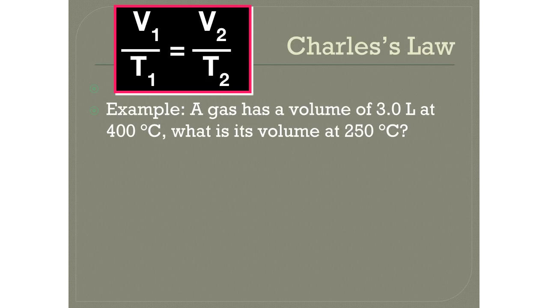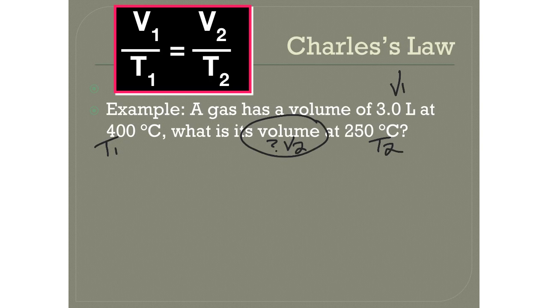Again, I'm going to start by figuring out who my variables are, and it's a before and after thing. A gas has a volume of 3 liters, so that is going to be my V1. At 400 degrees Celsius, so that is going to be my T1. What is its volume? So that's what I'm ultimately trying to figure out, V2. That's what I don't have. At 250 degrees Celsius, so that is going to be my T2.